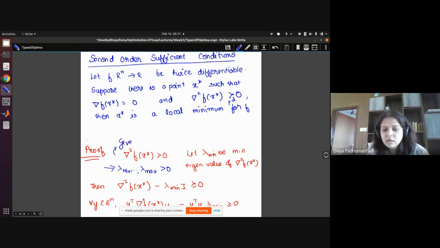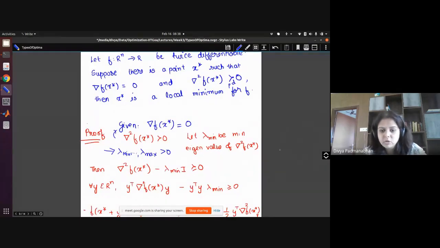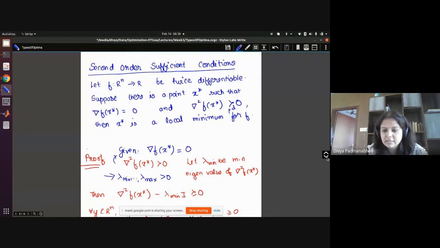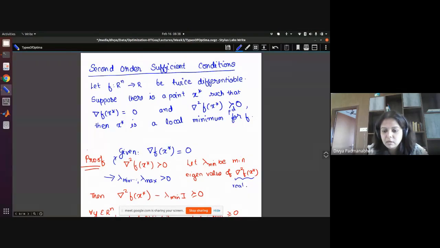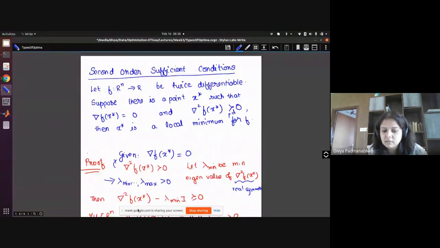That's what it means. So this is what is given. And the claim is that if this is true, and you are also given that the gradient at x star is zero, then using these things, we are going to prove that x star is a local minimum. Now, one fact you should know from your linear algebra days is that this is a real symmetric matrix, and so it's diagonalizable. Now, suppose you construct a matrix like the Hessian minus lambda min I.